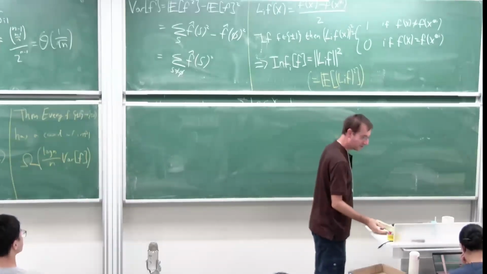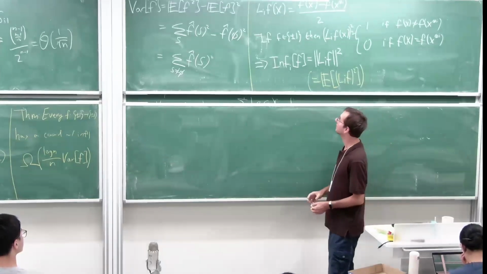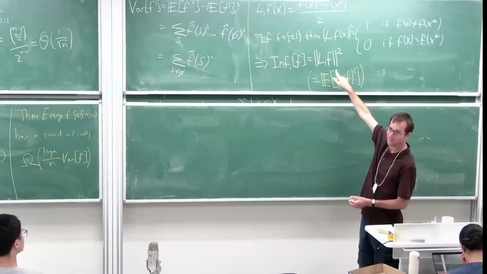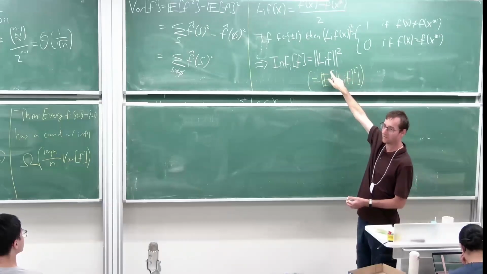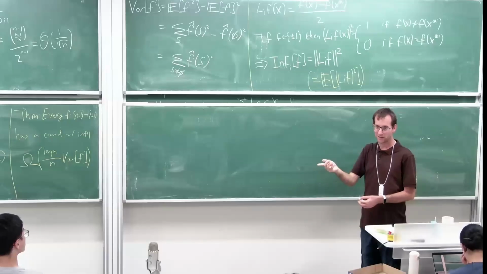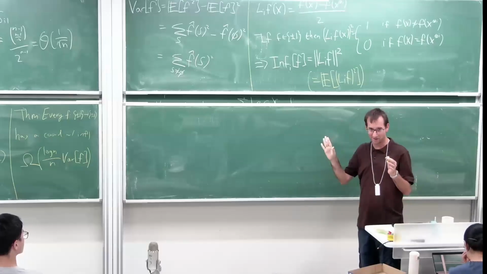Now, why did I choose this definition? Because if I apply Parseval to this thing, then I will get a Fourier formula in terms of the Fourier expansion of L_i f. So if I can relate the Fourier expansion of L_i f to that of f, then I will get a Fourier formula for the ith influence. Okay, so this is the idea here.